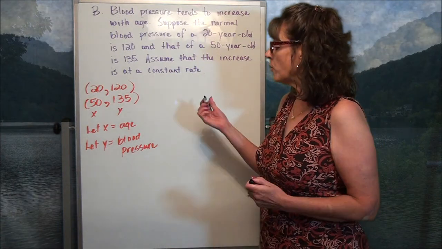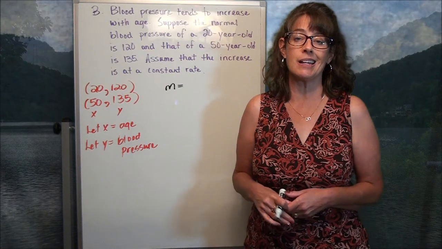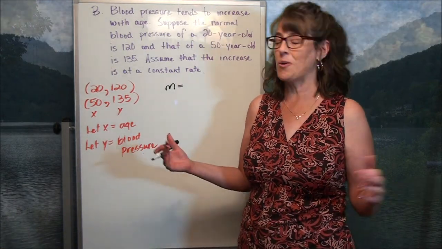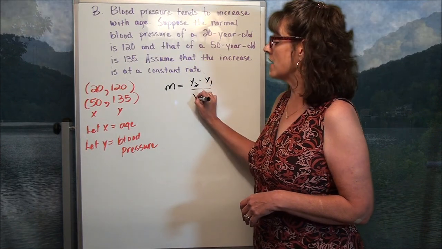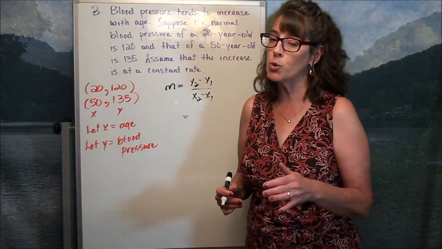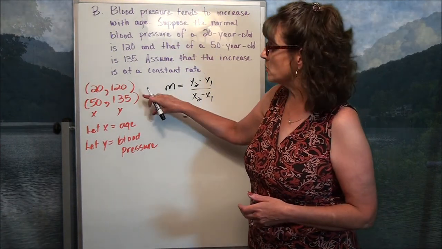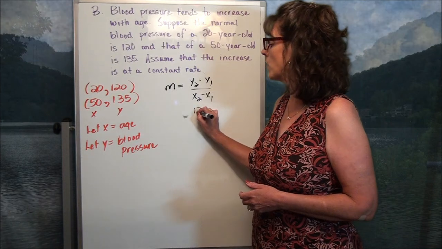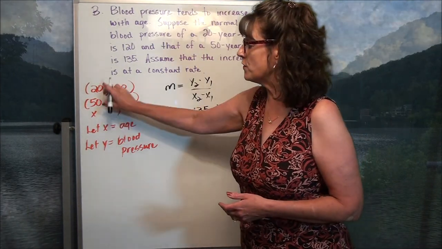But we know that we need to establish that slope, whether we use slope-intercept or point-slope. You've always got to have the slope. So we're going to subtract the y's on the numerator, subtract the x's on the denominator. And like I've said a million times, it doesn't matter the order you go with those y's, go in the same order on the x's. To make my life easy, I'm going to do 135 minus 120. Now if I go in that order, that means on the x's I have to do 50 minus 20.